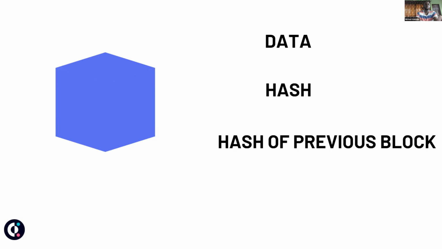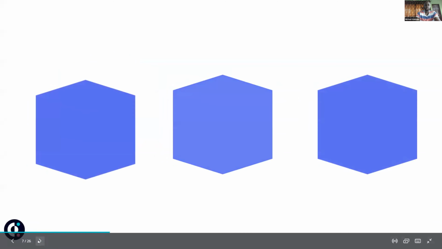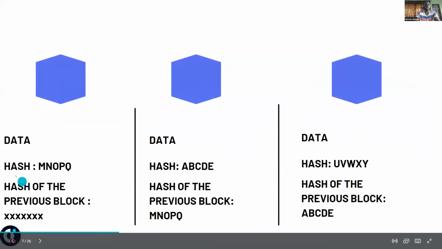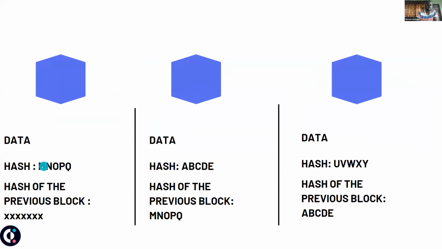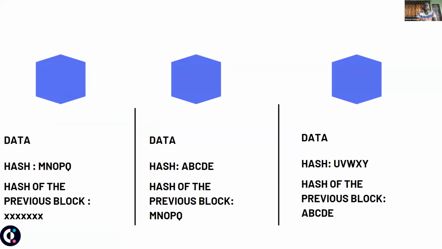Also on blockchain, each block has its own peculiar hash to it. Now, let's move on to that page. I'll show you. Okay. The hash for the Genesis block is MNOPQ. And moving on to the next block, we have ABCDE. Now, it must contain the hash of the previous block. This is how blockchain is being secured.